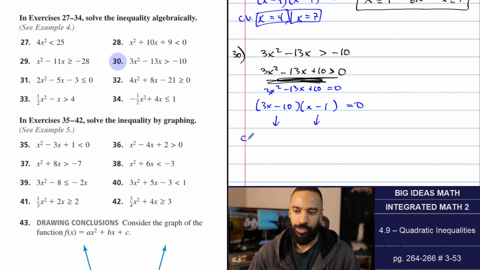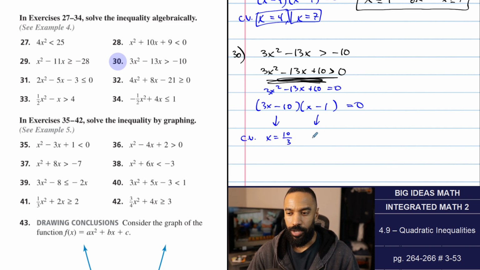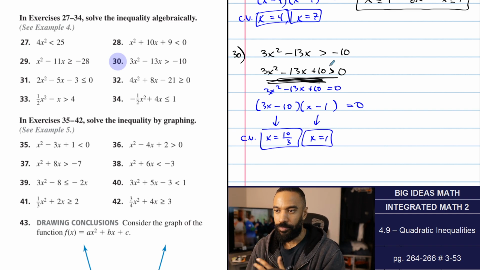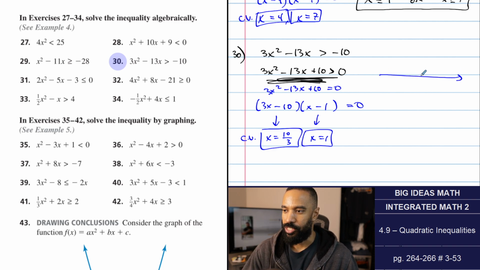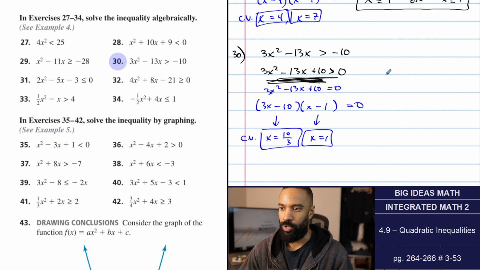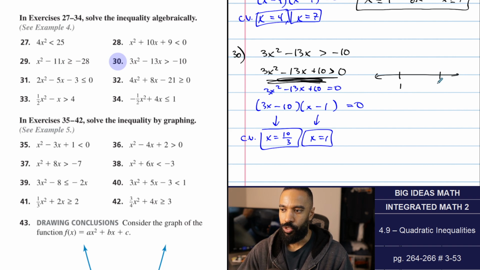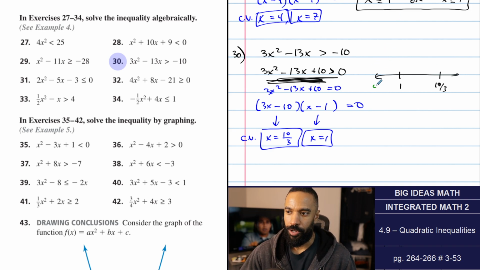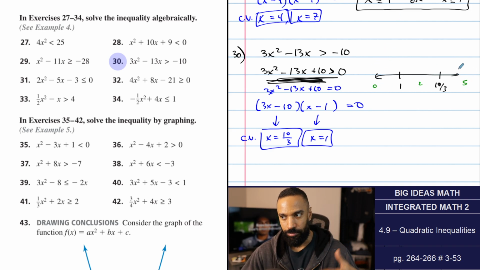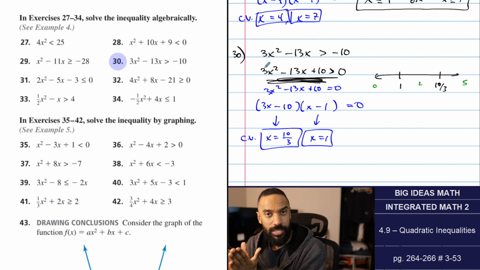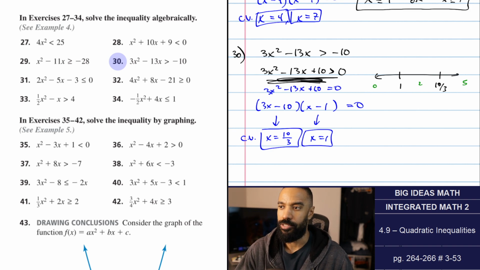Now, my critical values: add 10 to both sides, divide both sides by 3, you get 10/3. Add 1 to both sides, you get 1. These are the critical values. 10/3 is 3 1/3. So remember, you're going to test against this one right here. For my sign chart, here's 1, here's 3 1/3, or 10/3. Values you can test, you can try 0, you can try 2, you can try 5, 4, whatever. Try numbers there. Once again, as long as our x squared is positive, this is going to be a plus, minus, plus.